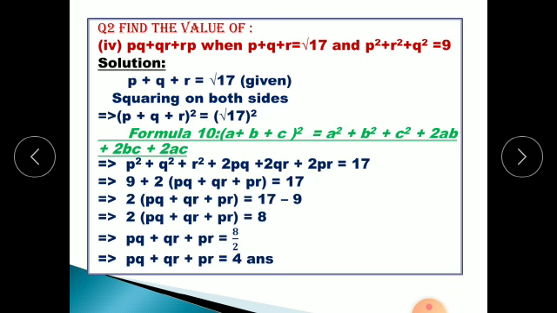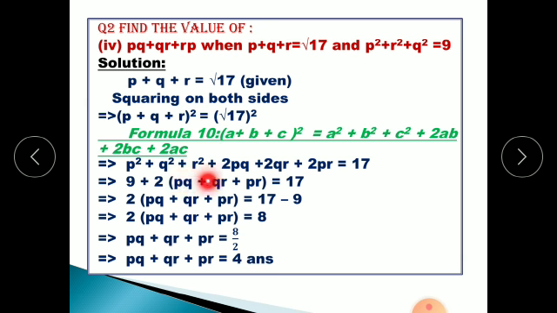Now again, question number 4. This is pq plus qr plus rp when p plus q plus r equal to under root 17 and p square plus r square plus q square equal to 9. Now again, did you see here we have two terms already given and the third one I have to find. Okay, two conditions are given, the third one we have to find. In the solution, given is p plus q plus r equal to under root 17, squaring on both sides. I have squared both sides. I have applied here formula number 10.